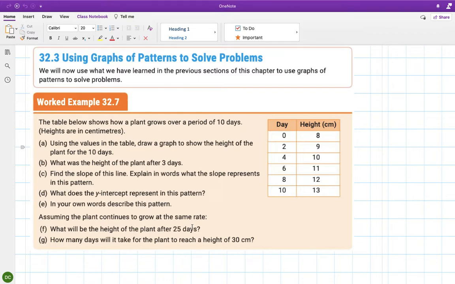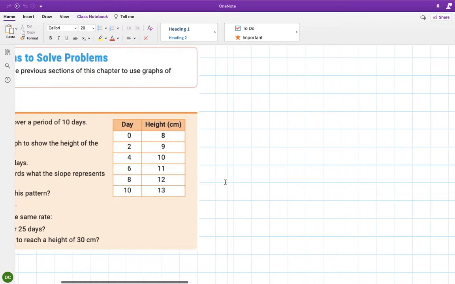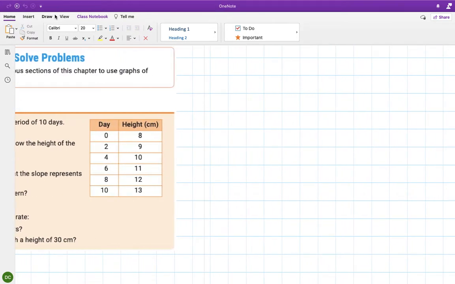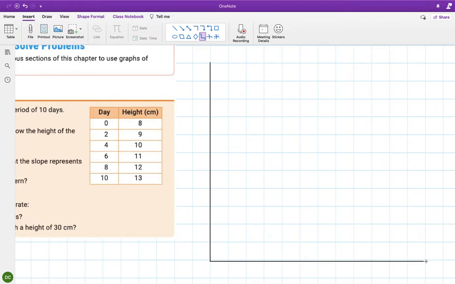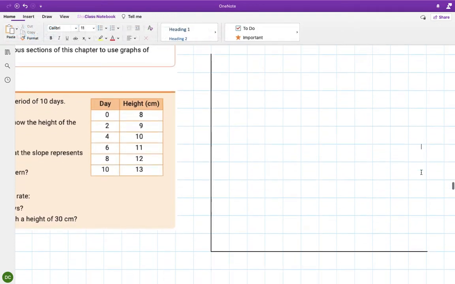Okay, so we look at this question. The table below shows how a plant grows over a period of 10 days. The height is in centimeters. Using the values in the table, draw a graph to show the height of the plant for 10 days. Okay. So I have my squares. Just make sure I have a black pen. I'm going to insert my graph.